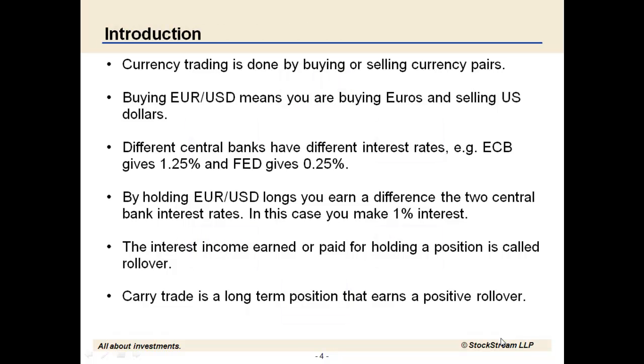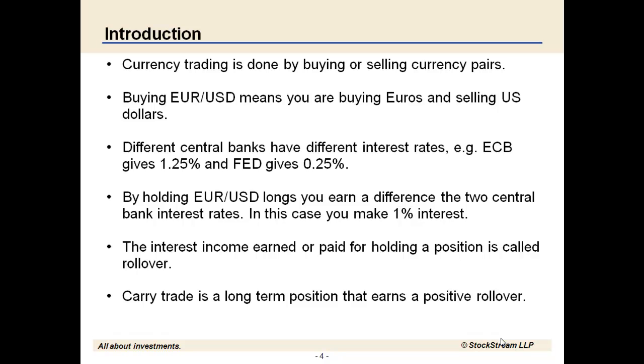Currency trading is done in pairs. You essentially buy one currency and sell another at the same time. For example, if you go long Euro USD, you're buying euros and selling US dollars. Holding a particular currency entitles you to a certain interest income as decided by the central bank for that country. Think of it as similar to the interest you're making in your own bank account.